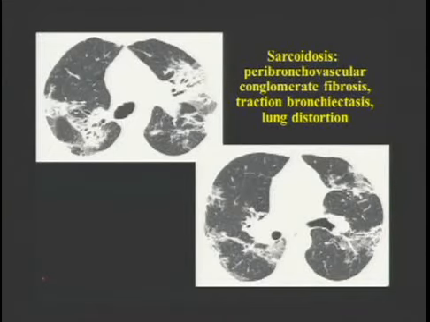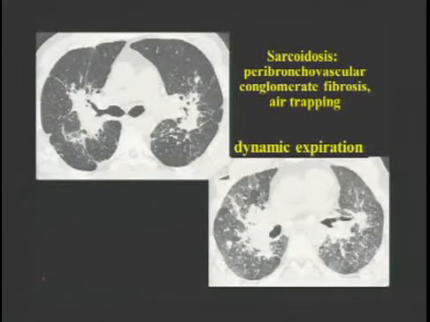Another example, sarcoid with peri-bronchovascular conglomerate fibrosis, traction bronchiectasis within those masses of fibrous tissue, and lung distortion. Another example looks much the same, peri-bronchovascular conglomerate fibrosis, and here on an expiratory image in the same patient, you can see patchy areas of air trapping. Again, air trapping quite common in patients with sarcoid, and the air trapping persists even in patients with late-stage disease.